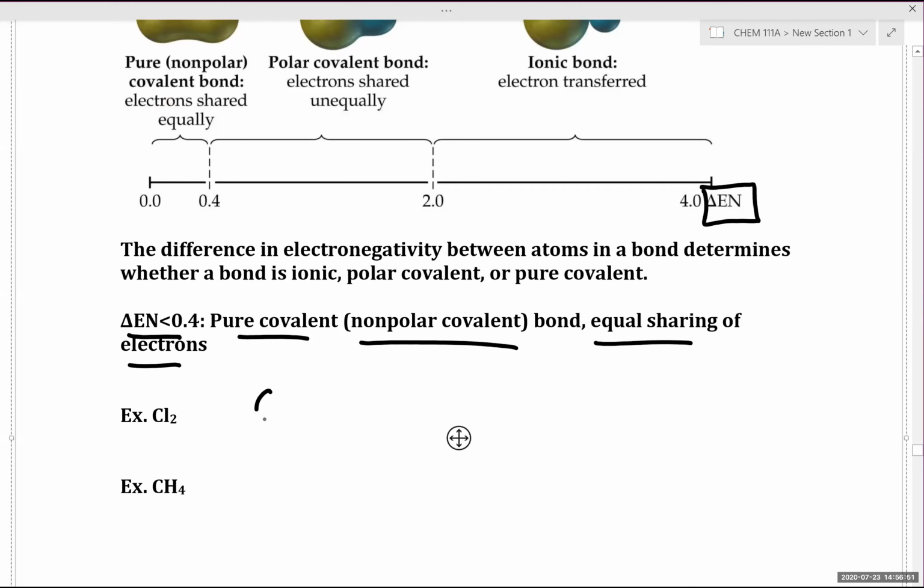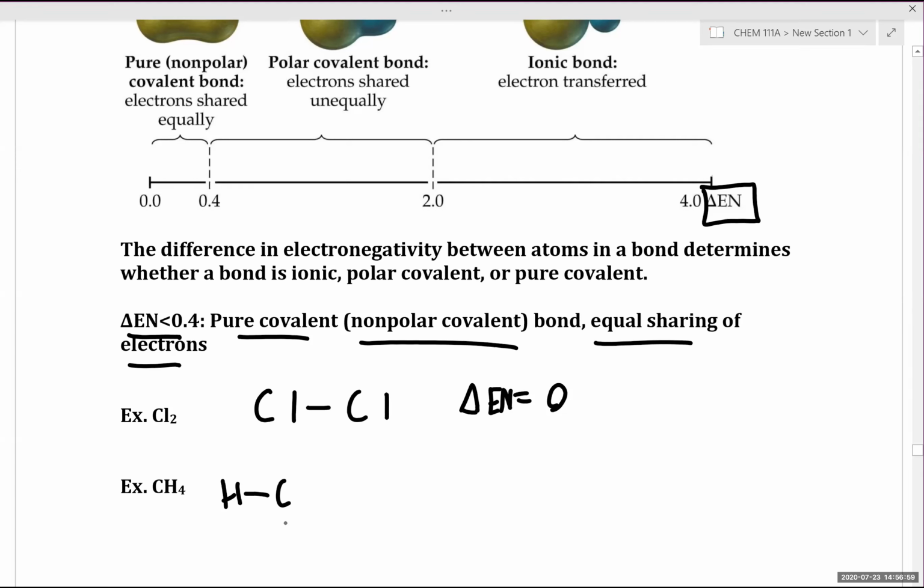This primarily comes up when you have two atoms of the same element, where your difference in electronegativity is zero, or if you're looking at a carbon-hydrogen bond, in which case the difference in electronegativity is about 0.3, which is less than 0.4. So even if there is a small difference in electronegativity, it's not significant enough to lead to a polar bond.